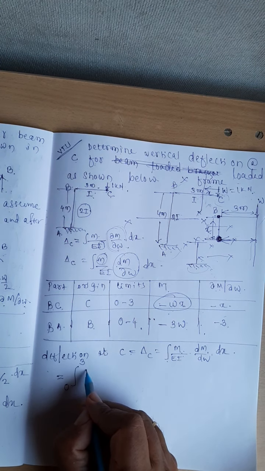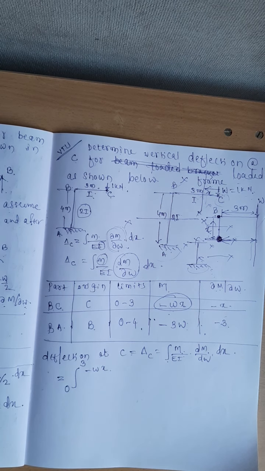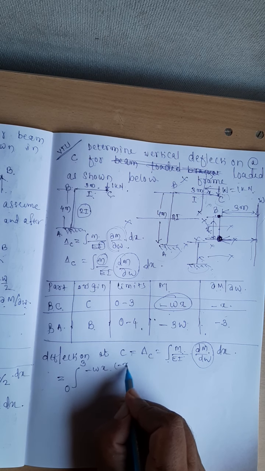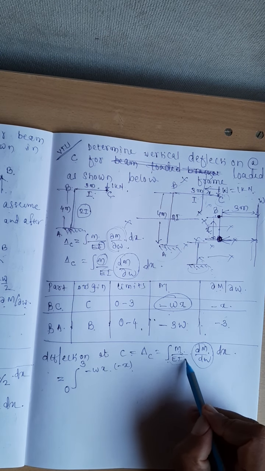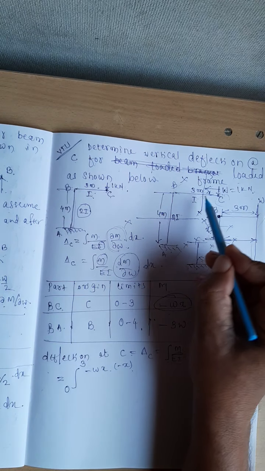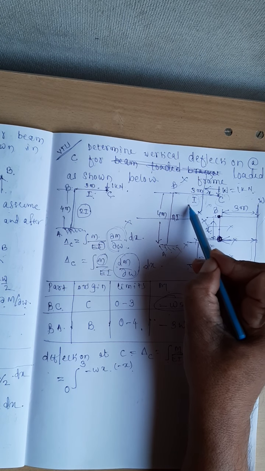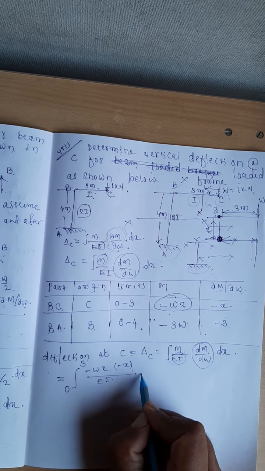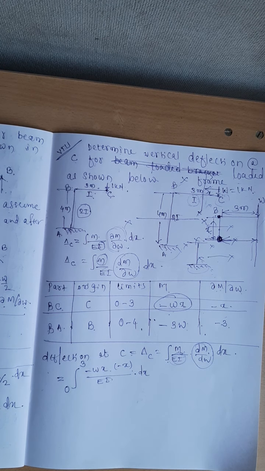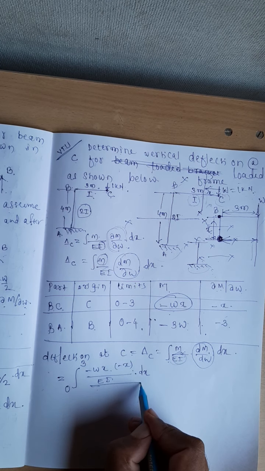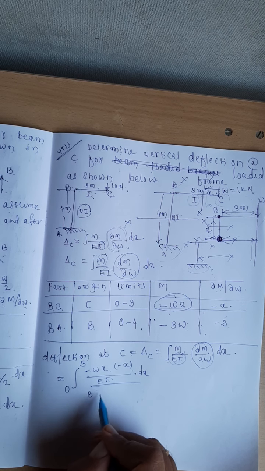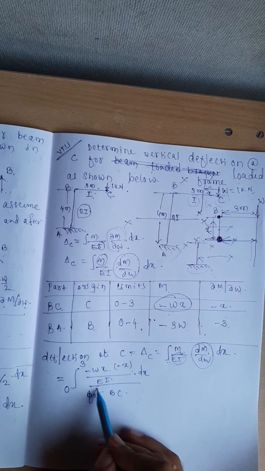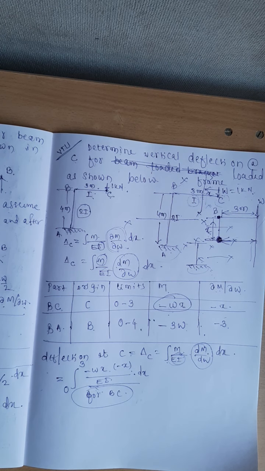Right? What is the value of M? M is nothing but minus W into x. What is the value of dM by dW? Equal to minus x. What is left out in your expression? Over EI. What is the EI for the part BC? Just see here. It is I only. That is why you are writing it as EI into dx. Right? Plus this is for the part what? This is for the part BC. For your clarification, I am writing it as BC. In the examination, you need to write it.